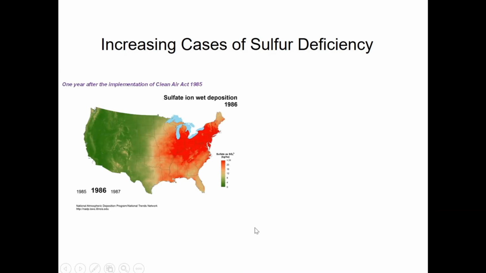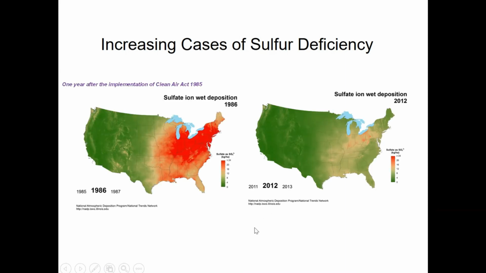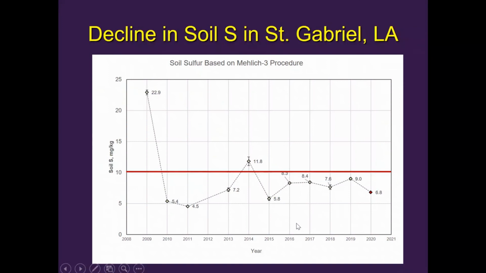And this is further aggravated or complicated by the reduced concentration of sulfate in precipitation, comparing 1986 to 2012. So that is a large reduction in the concentration of sulfate that we receive from rainfall, and that definitely caused a reduction in the amount of sulfur that we get, free sulfur, if you will.